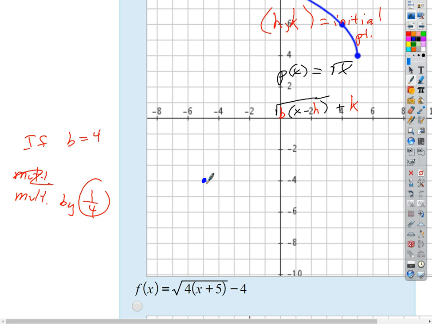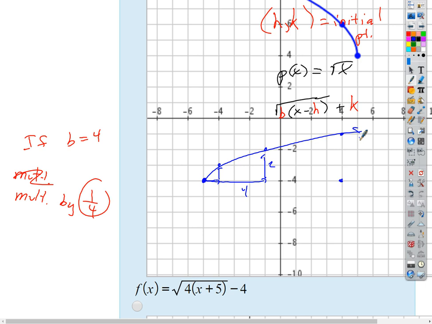Normally, we would go over one and up one. What's another point on a square root graph? Normally we would go over one, up one, over 4, up 2, and then over 9 and up 3. Over 4, up 2, we go over 9, so 1, 2, 3, 4, 5, 6, 7, 8, 9, and up 3. And that's going to give us our normal parent graph.